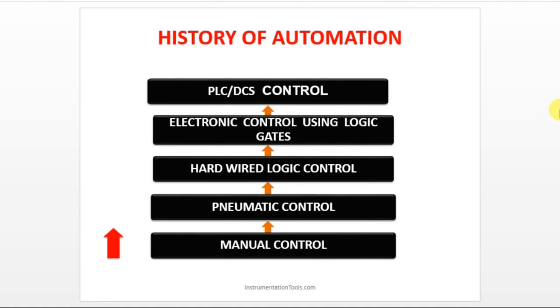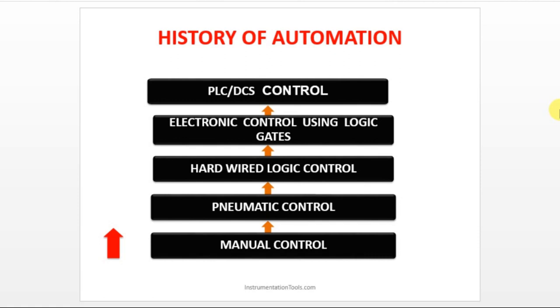So there was one step above manual control, there was a pneumatic control. So we were controlling the system using air pressure, and then comes hardwire logic control, which is nothing but relay control. So next is electronic control, which used logic digital devices, and over that we have PLC and DCS control. So in each step we found more advantages and more disadvantages.